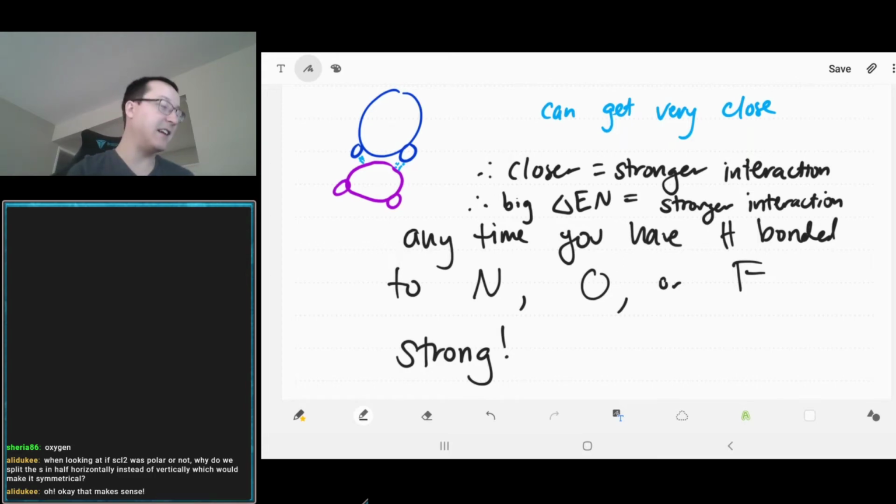I might not have said it explicitly, but yes, if you have an H bonded to one of those three elements, it's going to have to be a polar molecule. I mean, there's no way around that. So that's always going to be the case.